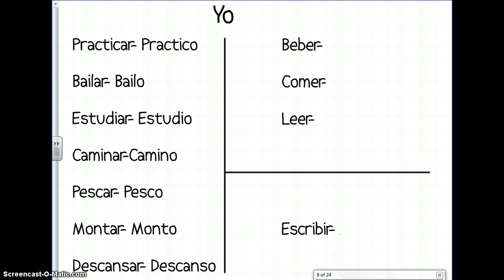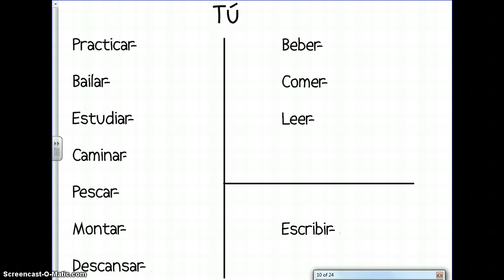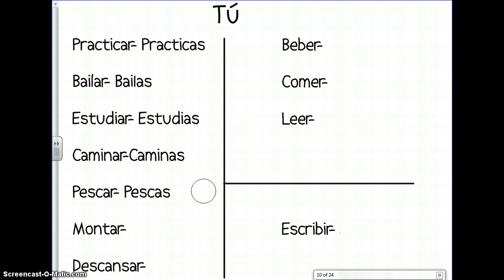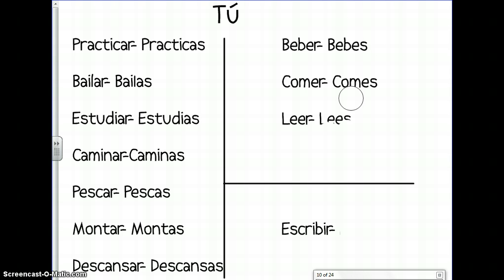Those are all AR verbs, or verbs that end with AR. If we're talking about an ER verb, beber would change to bebo, comer to como, leer to leo, and escribir, an IR verb, changes from escribir to escribo. For our subject tú, it looks a little different. Practicas, bailas, estudias, caminas, pescas, montas, and descansas for our AR verbs. For our ER verbs, bebes, comes, lees, and our IR verb escribes.